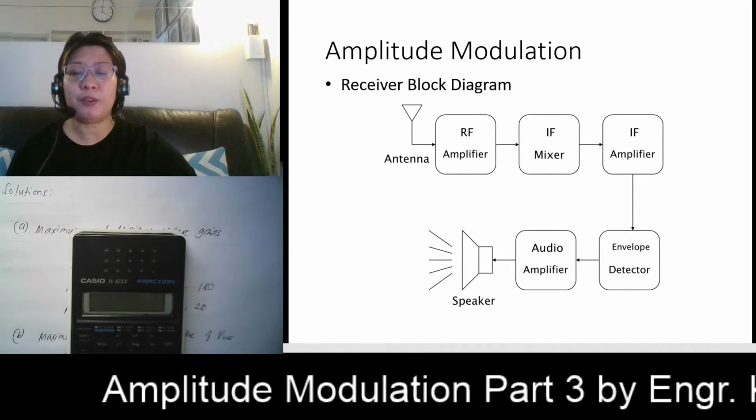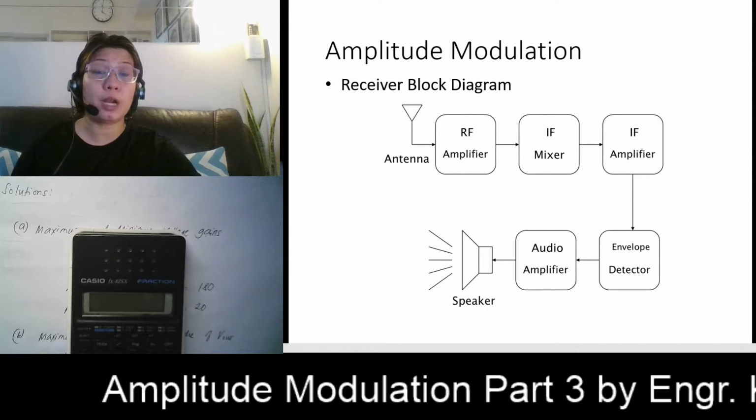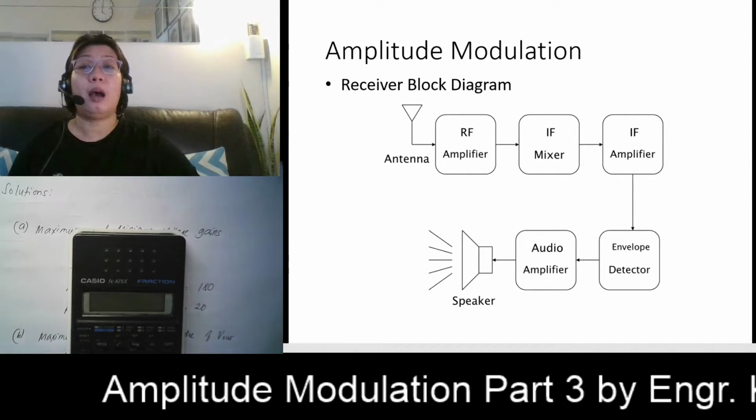That audio signal will now be amplified using your audio amplifier. There will be different amplifiers depending on the frequencies that we are amplifying. You have your RF amplifier for higher frequencies, your IF amplifier for intermediate frequencies, and your audio amplifier for your original signal frequency. And of course, the output of our receiver is your speaker or your radio.